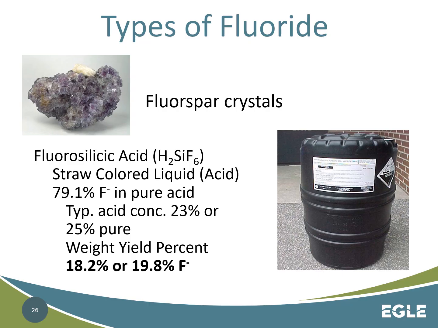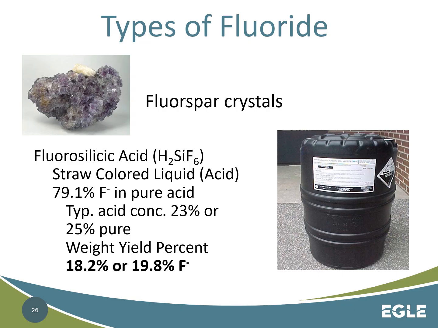One of the most common forms of fluoride used is fluorosilicic acid. There are a couple more, and they are covered in detail in our fluoride section of this course. With fluorosilicic acid, in that molecule, H2SiF6, if you do some calculations and find the percent available fluoride, you get 79.1% pure fluoride ion in the pure acid, meaning that it's just pure acid.